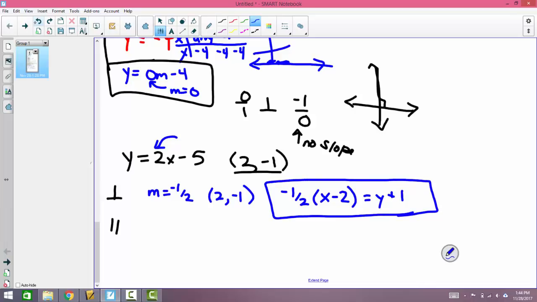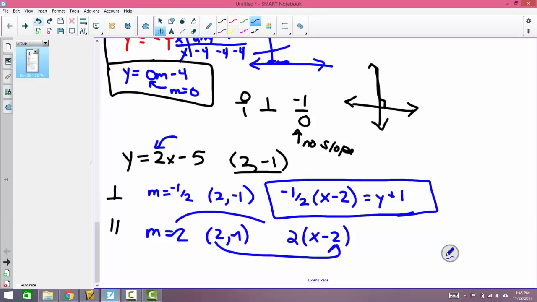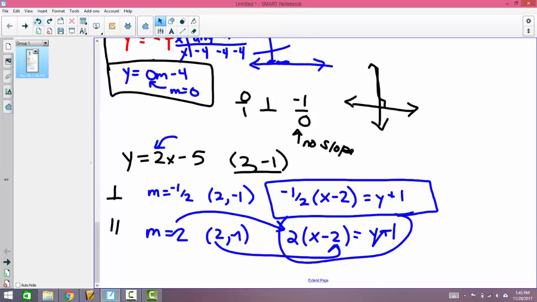And for the parallel line, your slope is 2. It's the same slope because it's parallel. Through the point (2, negative 1), that would just be 2 times x minus 2. This 2 is what's going here. The slope of 2 is what's going there. Equals y plus 1. So this is your parallel line because it's the same slope.